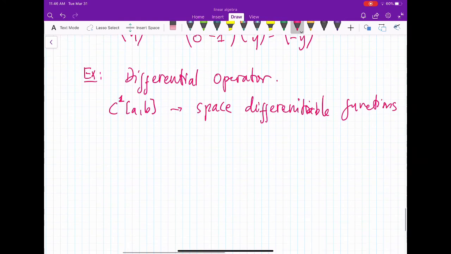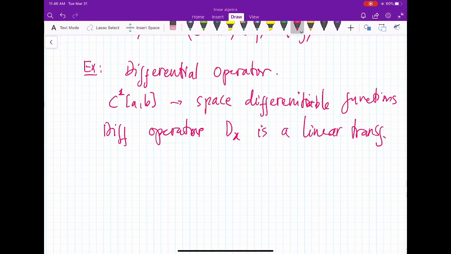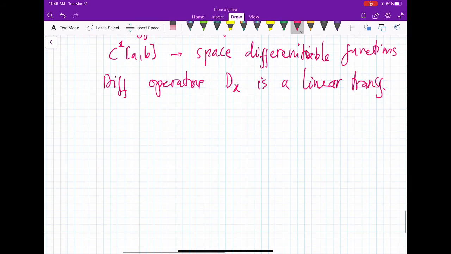Okay? Let's show that the differential operator D, the operator d/dx, is a linear transformation. So we have D f. What's that? That's d/dx of f, right? Or that is just the derivative of f.